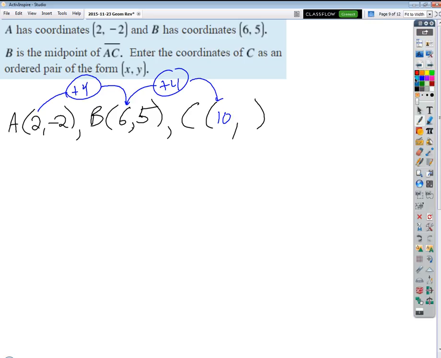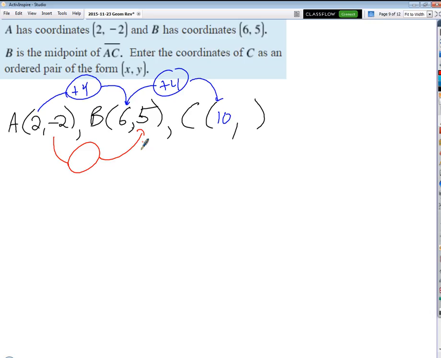What about the y value? Same thing. To get from negative 2 to positive 5, I add 7, right? So then I've got to turn around and add 7 more to that middle value to get to the other endpoint. So I get 12.